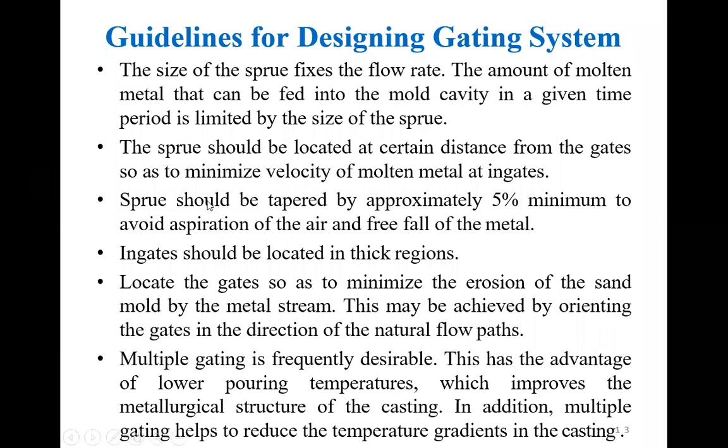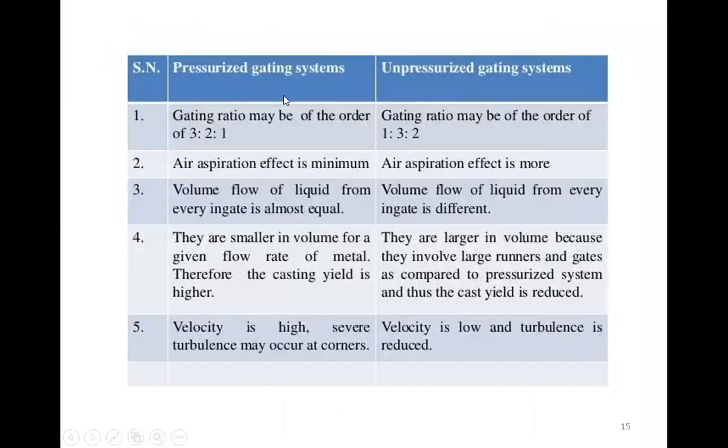So the next slide is the difference between a pressurized gating system and an unpressurized gating system. The pressurized gating system is in the ratio of 3 is to 2 is to 1. Unpressurized gating system is 1 is to 3 is to 2. It is telling that in a pressurized system, the gates get controlled. In unpressurized, the choke gets controlled. So it is arranged in this manner.